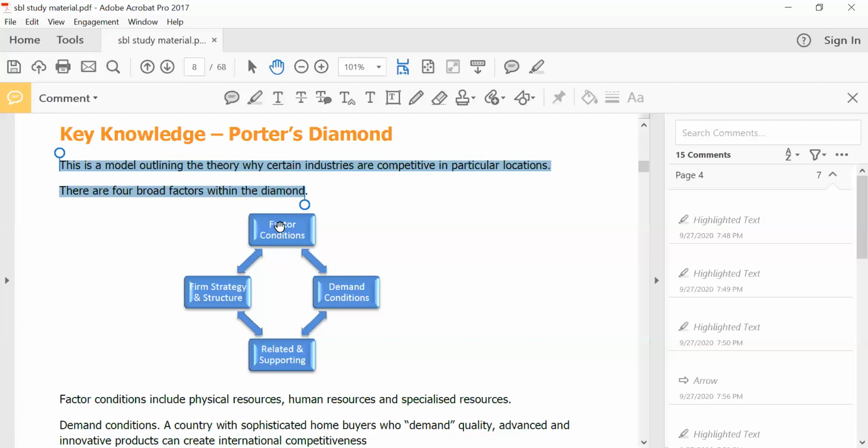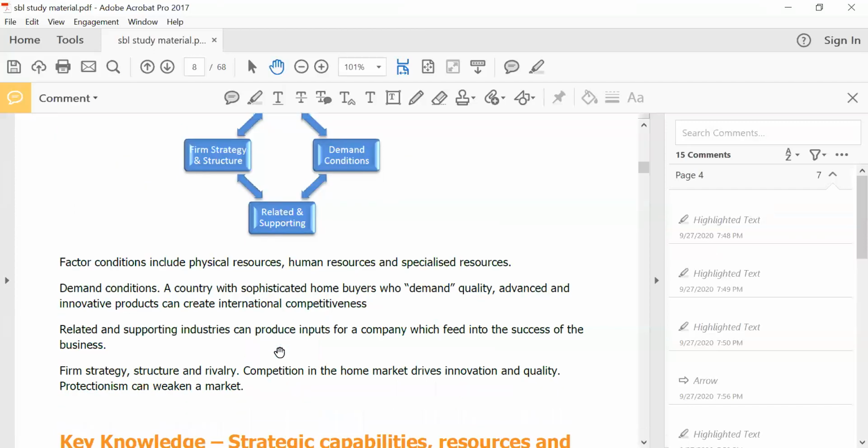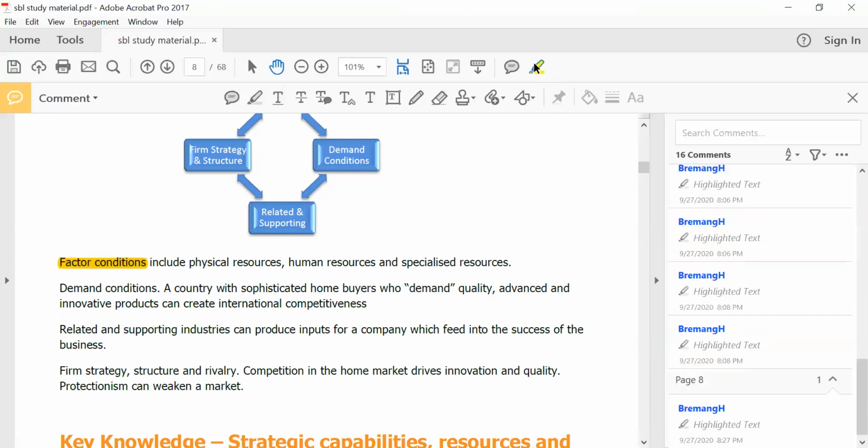I can look at the factor conditions to become competitive in this industry. I can look at demand conditions to become competitive. I can look at firm strategy and structure to become competitive. I can also look at related and supporting factors to become competitive. Let's understand what we mean by factor conditions, right? So we are talking about factor conditions, and let me highlight that in yellow. Factor conditions include physical resources.